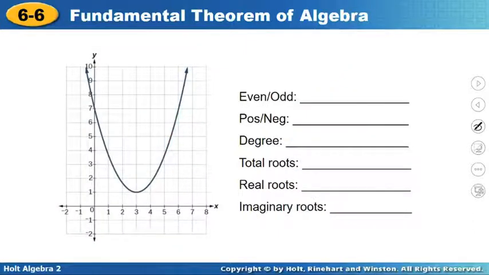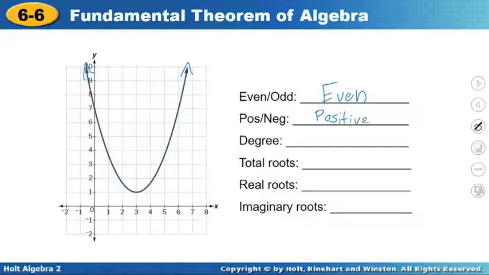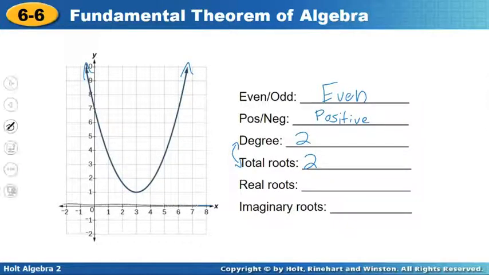Our next one, again, if you want to pause it, you can. We'll quickly go over this. Even function or odd function? It's even because both ends are going the same direction. It's positive because both ends are going upwards. The degree, well, it looks like a quadratic. A quadratic is a degree of 2. Total roots, if it's a quadratic, it has 2 roots. Again, these always are the same. Real roots: you're looking at the x-axis for any x-intercepts. At no point does my little parabola cross or touch the x-axis. Not once at all. So that means there are 0 real roots.